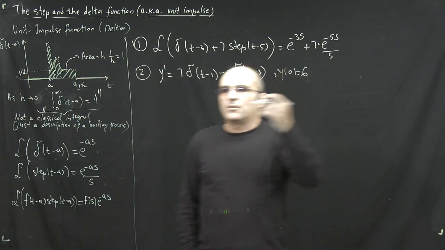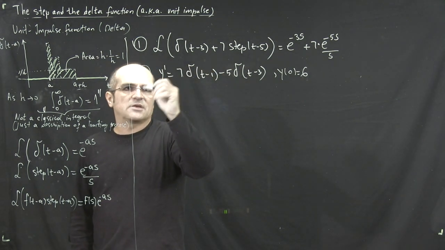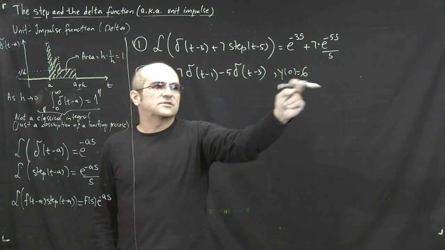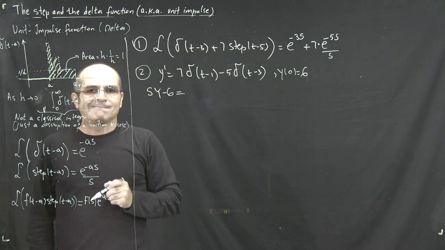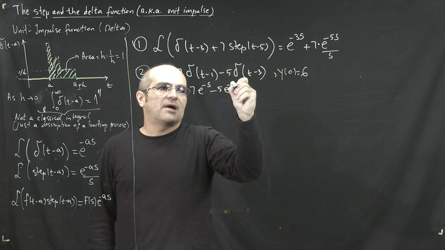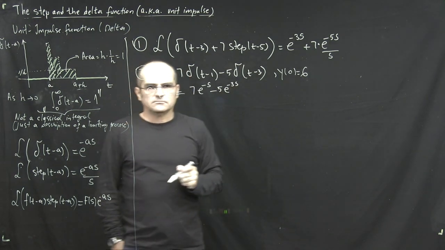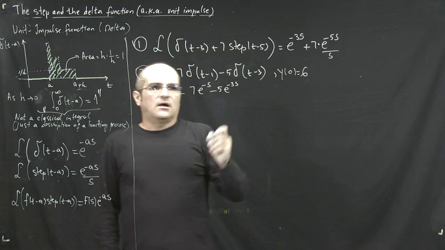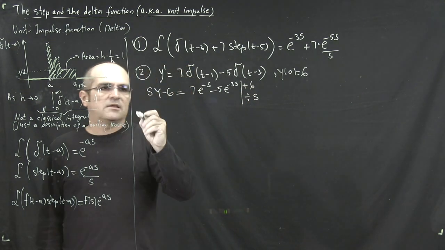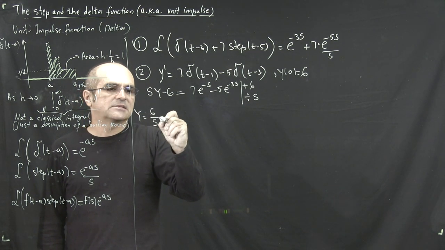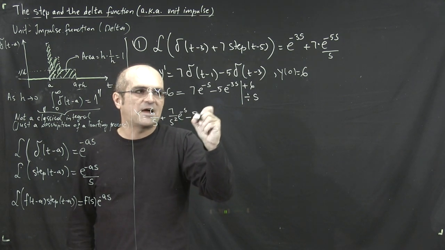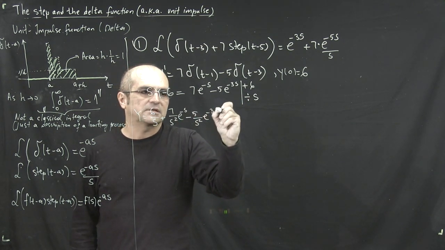So how do we solve it? Like with any other ODE, via Laplace, take the Laplace on both sides. So on the left we have s times big Y minus y of 0, which is 6. This is 7 e to the minus s minus 5 e to the minus 3s. Okay, add 6, divide by s, and Y is going to be 6 over s plus 7 over s e to the minus s minus 5 over s e to the minus 3s.